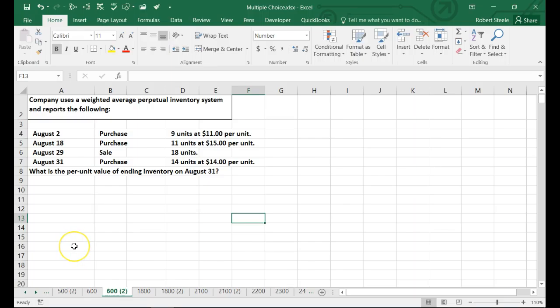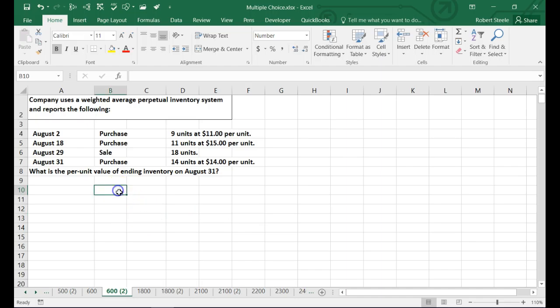Hello, in this lecture we're going to continue to do some shorter test type problems that could be fit into multiple choice format. So we have a company here that uses a weighted average perpetual inventory system and reports the following. So we've got some purchases and sales, and they give us the units and the sale and the purchase price. What is the per unit value of ending inventory at August 31st?